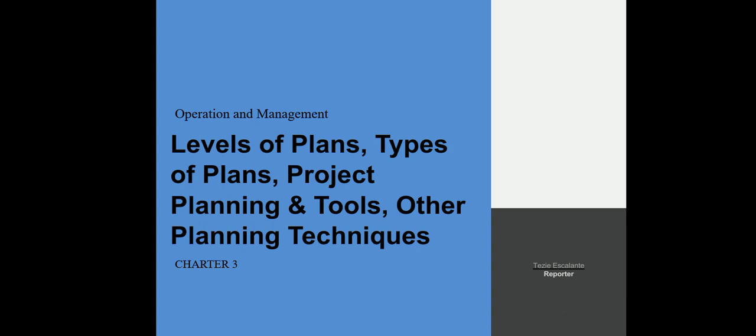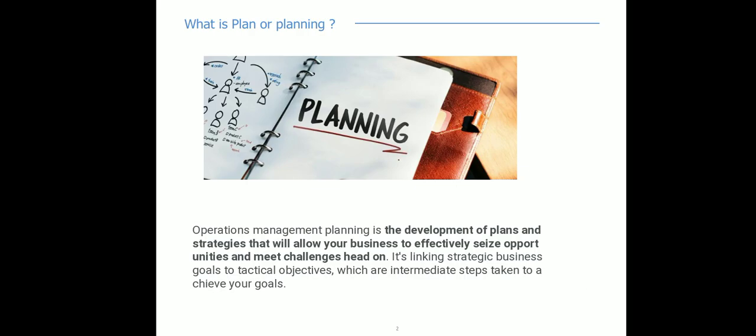So first we will define what is planning or plan. In operation management, planning is the development of plans and strategies that will allow your business to effectively seize opportunities and meet challenges head on. So, in other words, it is the activity of structuring and scheduling to meet the ultimate goal, or it is a blueprint for goal achievement and specifies the necessary resource allocation, schedules, tasks, and other actions.